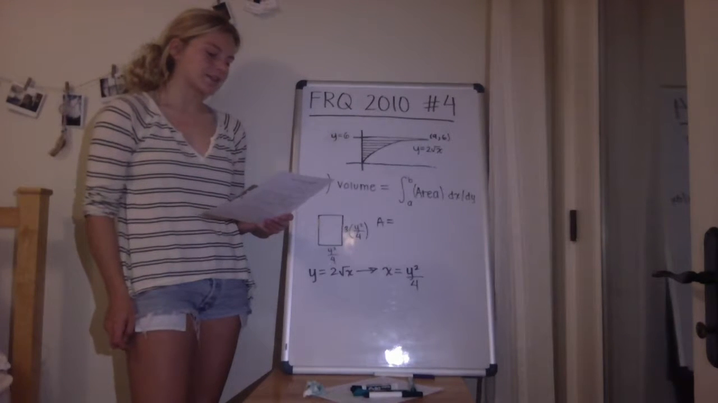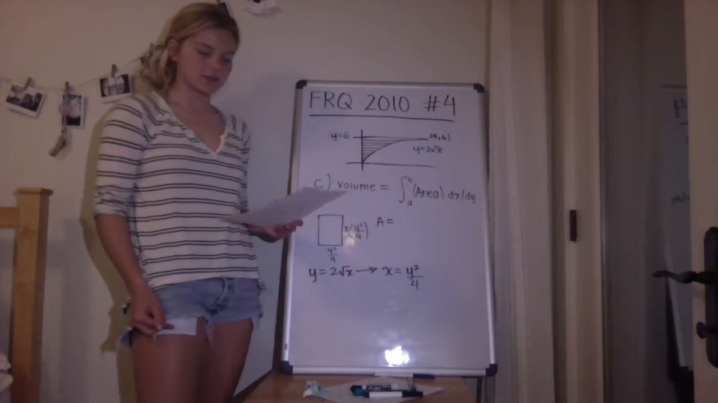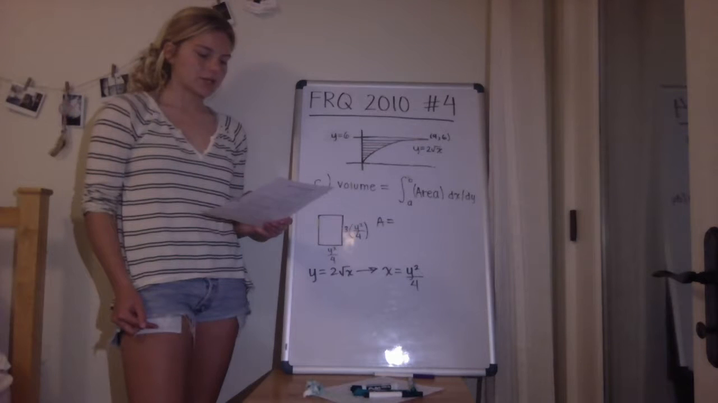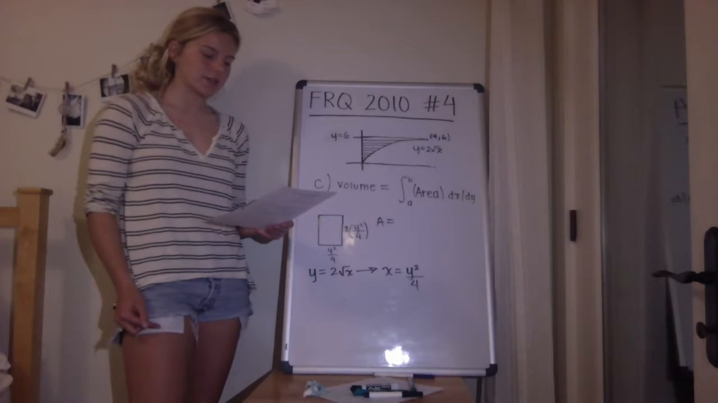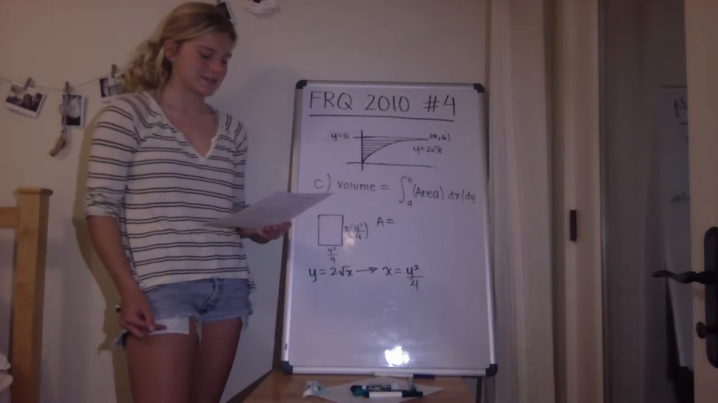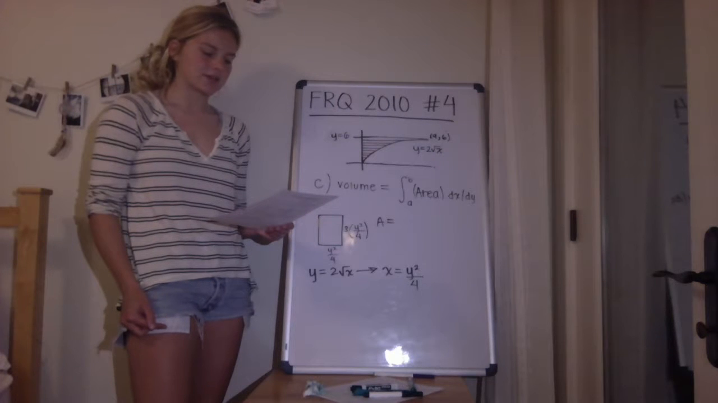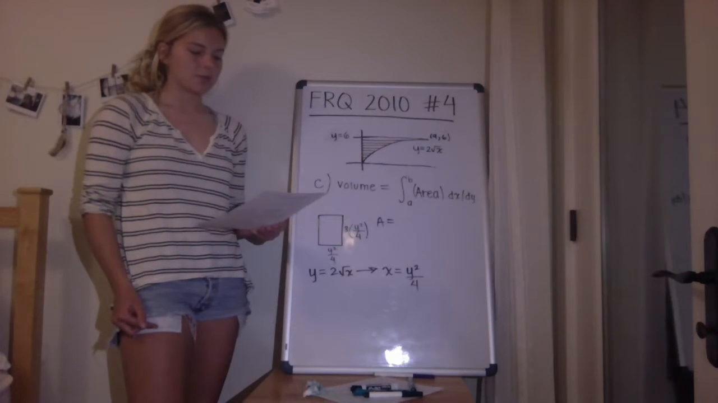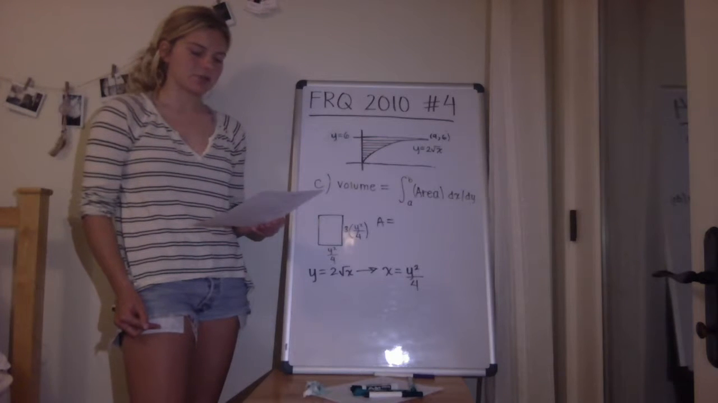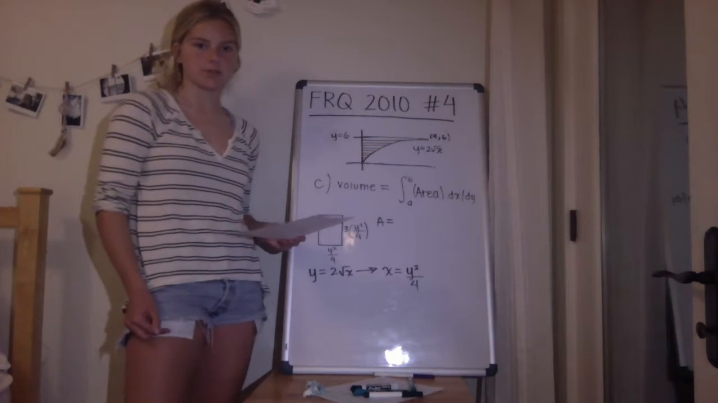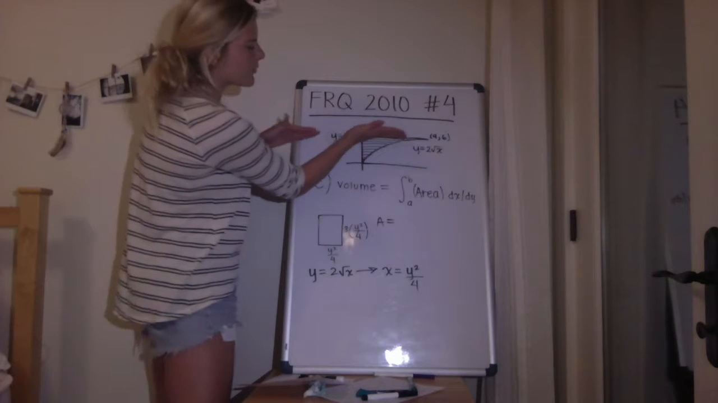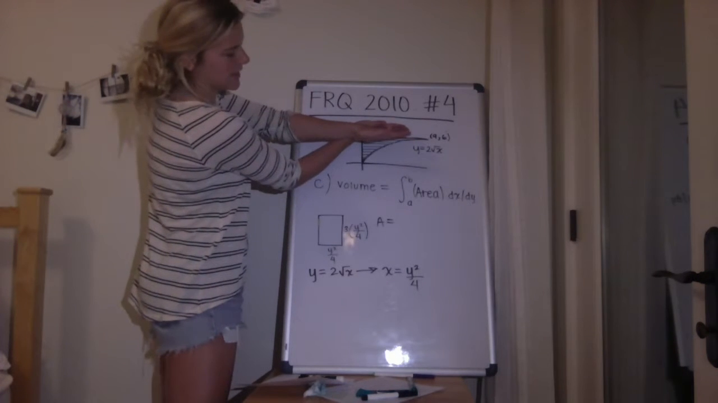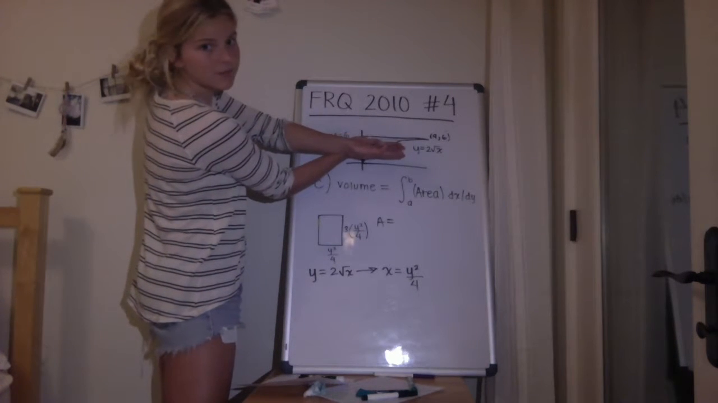Part C asks, region R is the base of a solid. For each y, the cross-section of the solid taken perpendicular to the y-axis is a rectangle whose height is 3 times the length of the base in region R. Write but do not evaluate the integral expression that gives the volume of the solid. So it's like having rectangles come out of the page like this from the graph.